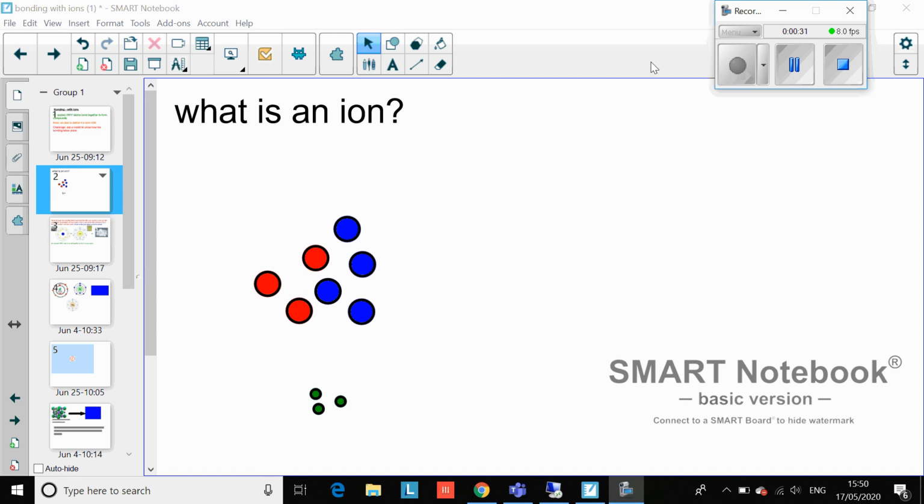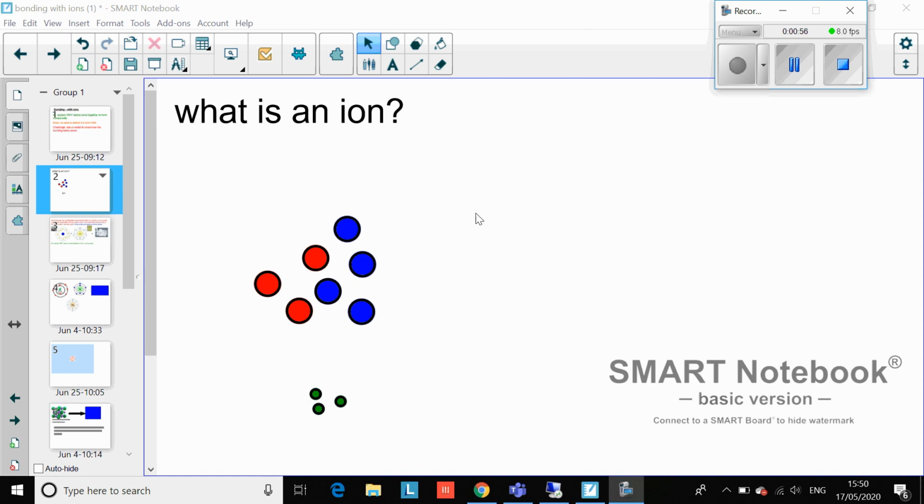Okay, so firstly, I'm going to explain to you what an ion is, and then we're going to see how these bonds form, so basically how the atoms stick together. And to do that, they need to undergo a very slight change. We're going to go through a few simple examples with you and see what they come up with.